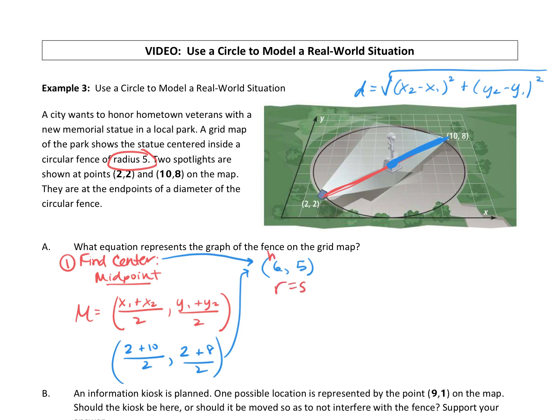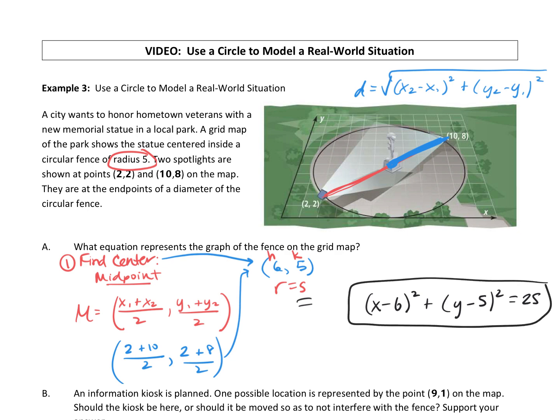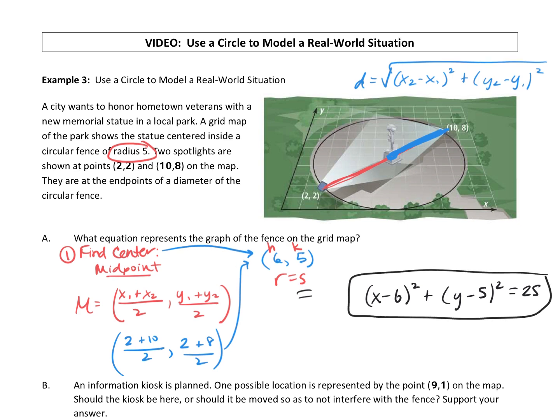So this is our h and our k from the center of our circle, and we can write our equation. Standard form for an equation of a circle is (x minus your h, which is 6) squared, plus (y minus the k, which is 5) squared, equals the radius squared. The radius is 5, so we're going to square that and get 25. And there's our equation of the circle.